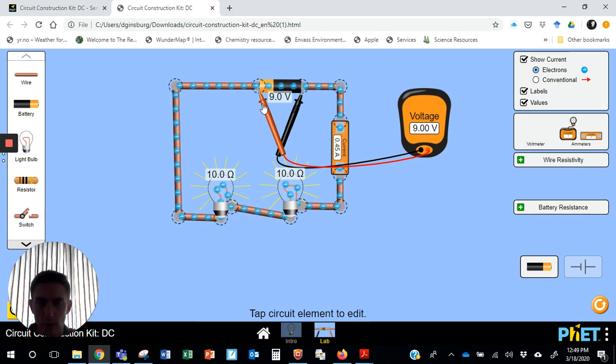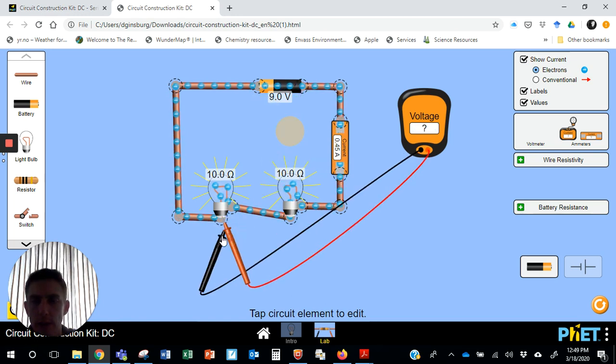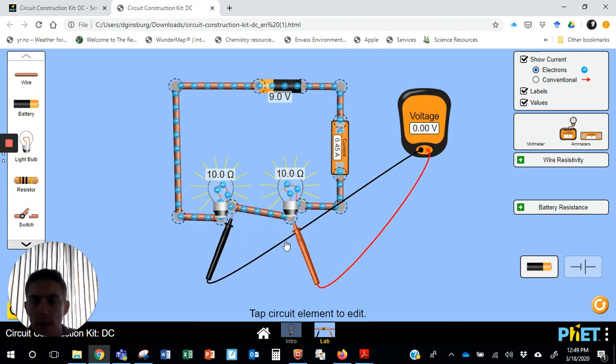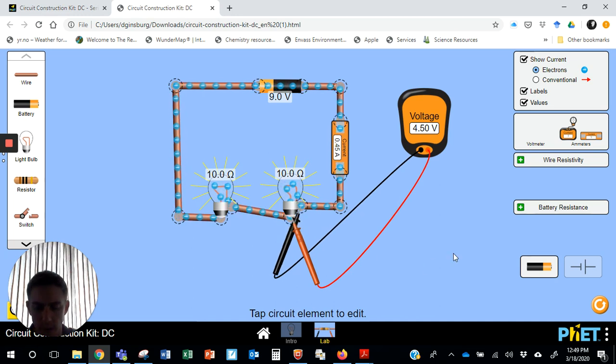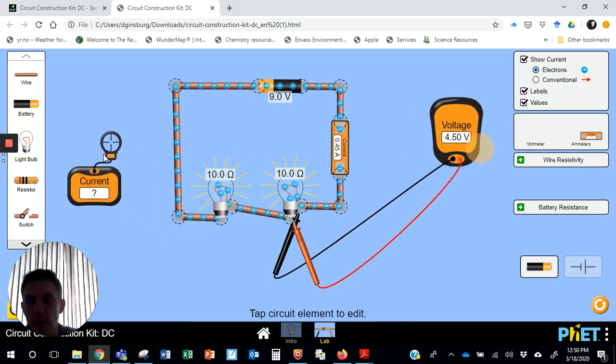Now I want you to have a look and see what happens if you put the voltmeter across this light bulb, 4.5 volts and 4.5 volts. So we're going to talk about the importance of that in the next video. For now though, I just wanted you to see how to use this app, to see how to add in voltmeters, ammeters.